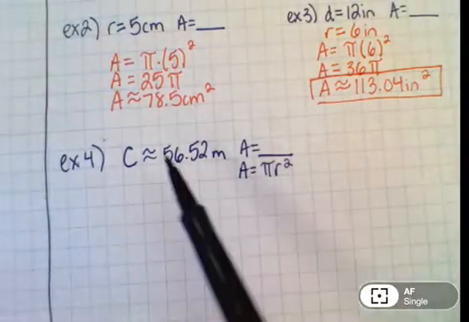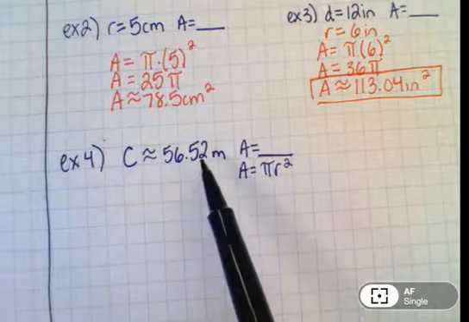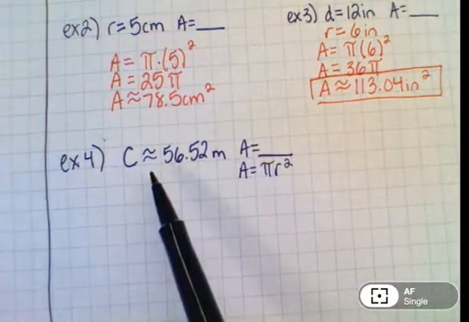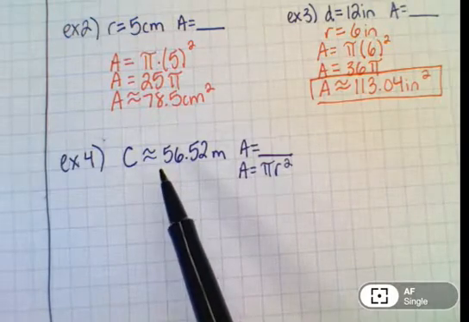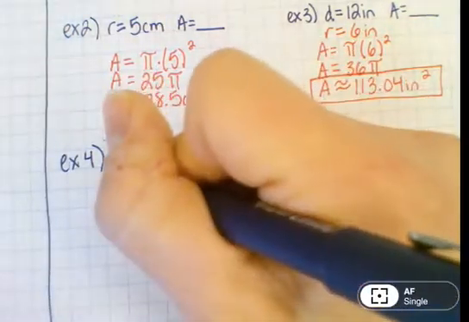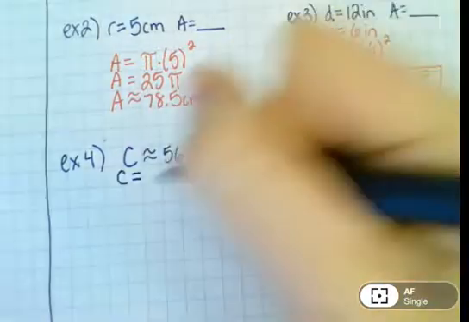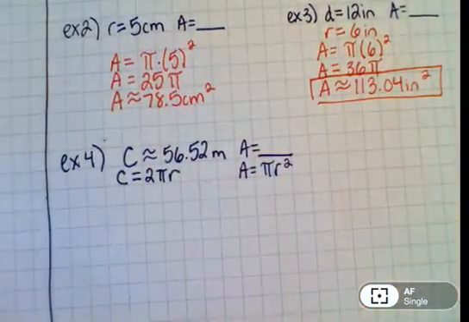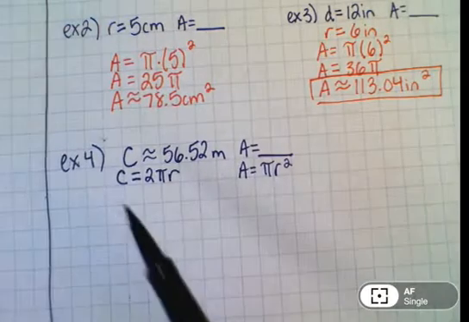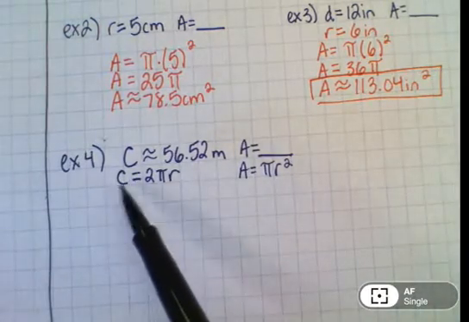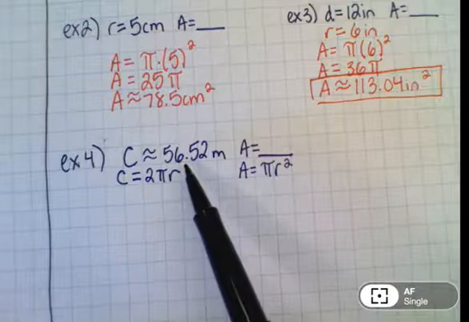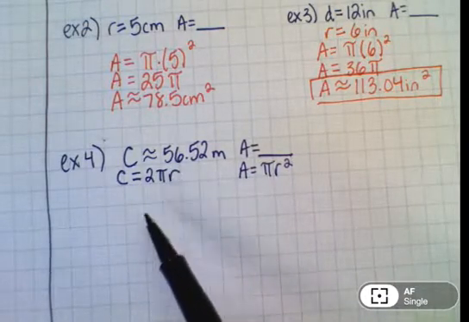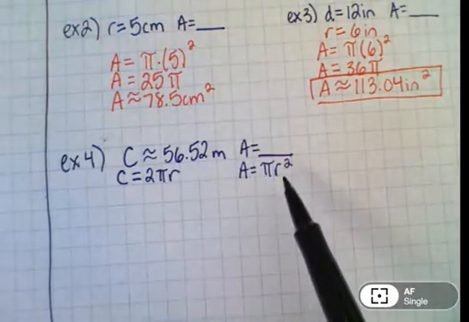So we need to come back over here to our circumference and think about what is a formula for circumference that includes the radius. And so as a reminder from last class, the circumference is 2 times pi times the radius. So what we want to aim to do here is use what we know, that the circumference is 56.52 meters, to figure out what the radius is. Once we know the radius, we can plug it back in here.